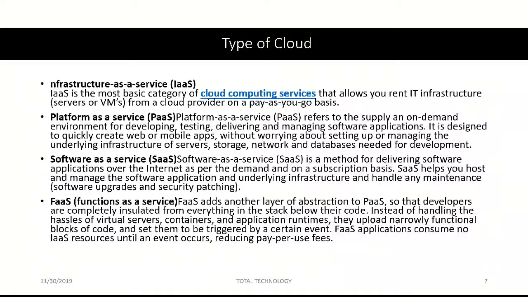Now if you go to the service part, what type of service a cloud provides, as we already said: IaaS, PaaS, SaaS, and function as a service, FaaS. So we'll dive into this. IaaS is the most basic category of cloud computing service that allows you to rent IT infrastructure, servers like VMs, from a cloud provider on a pay-as-you-go basis. So basically IaaS is simple: you are renting hardware or server VMs from the cloud.